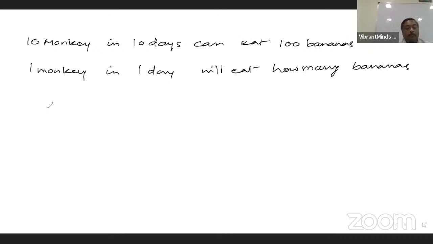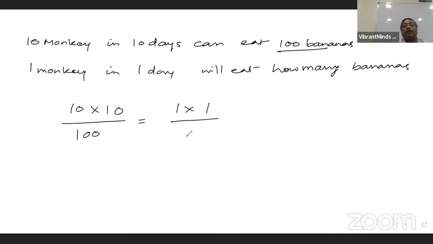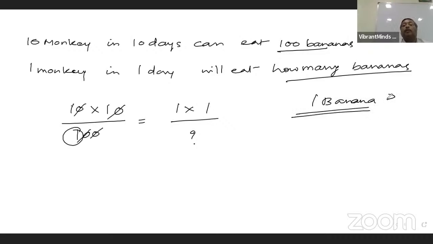So understand. Ten monkeys in 10 days. The job is to finish 100 bananas. So one monkey in one day will eat how many bananas? See, one monkey in one day will eat only one banana. Did you get my point? So one monkey in one day will eat how many bananas? It will be only one banana. Is it clear, guys?